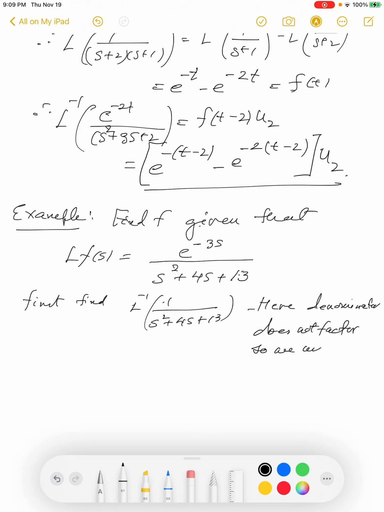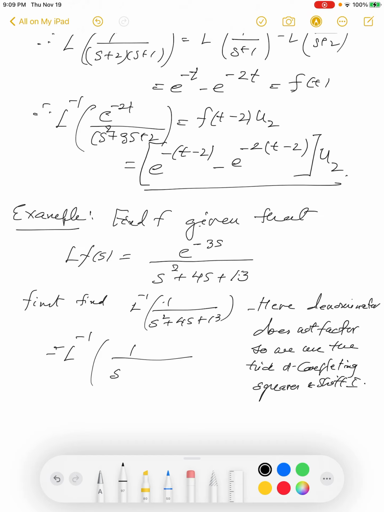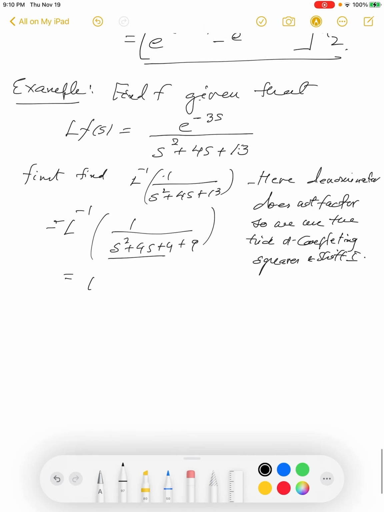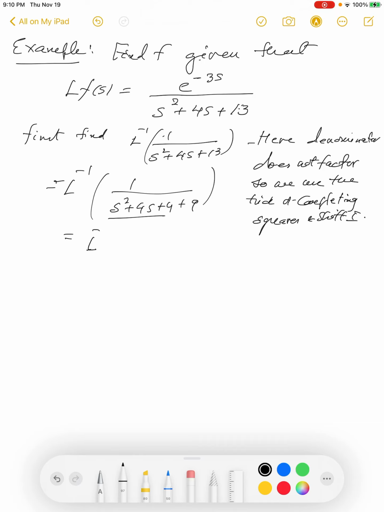So we use the trick of completing squares and shift 1. We know how to do that. This will be written as s square plus 4s plus 4 plus 9, because this is a perfect square. That's the underlying idea. So this is L inverse of 1 over s plus 2 square plus 3 square.